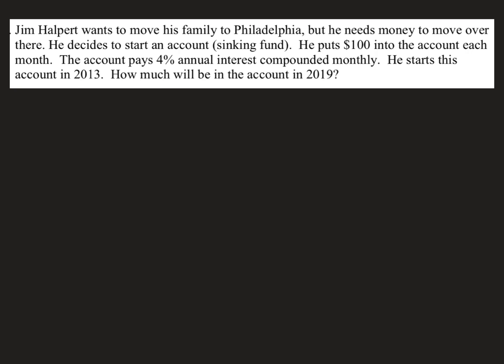One of the first things you need to do is figure out how many payments are being made. Is it just one or is it multiple? Well, we know that Jim is starting this account in 2013 and ending the account in 2019, presumably in the same month. And he puts $100 into the account each month. What that means is he is making multiple payments. And what that means is that you will be using the TVM solver on the TI calculator.